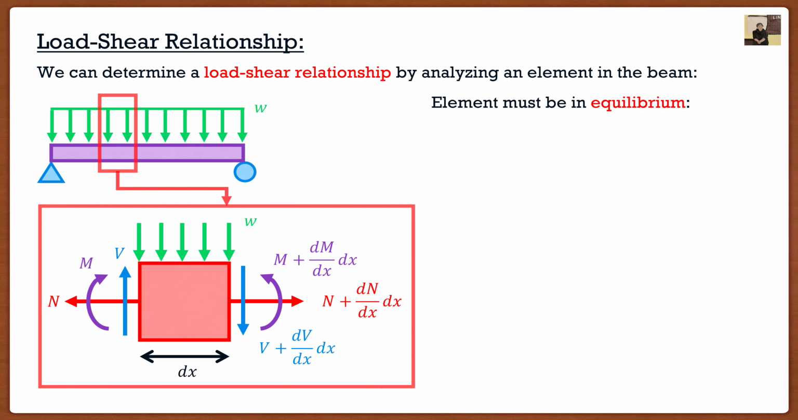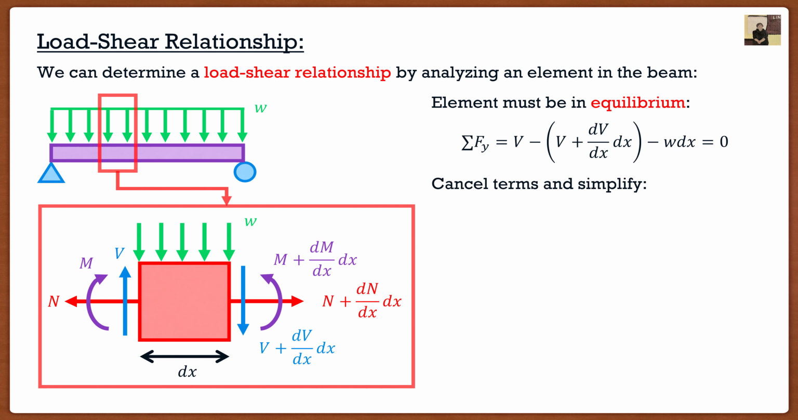So if I were to look at my element here, and I were to go summation of the forces in the y direction, I basically have this equation, and it has 3 components. It has the shear on the left, the shear on the right, as well as our distributed load w. Now the first thing that we're actually going to do is cancel terms and simplify it. If we look at the very beginning of our equation here, we have a shear V minus a shear V. So we know that those two can cancel out right away.